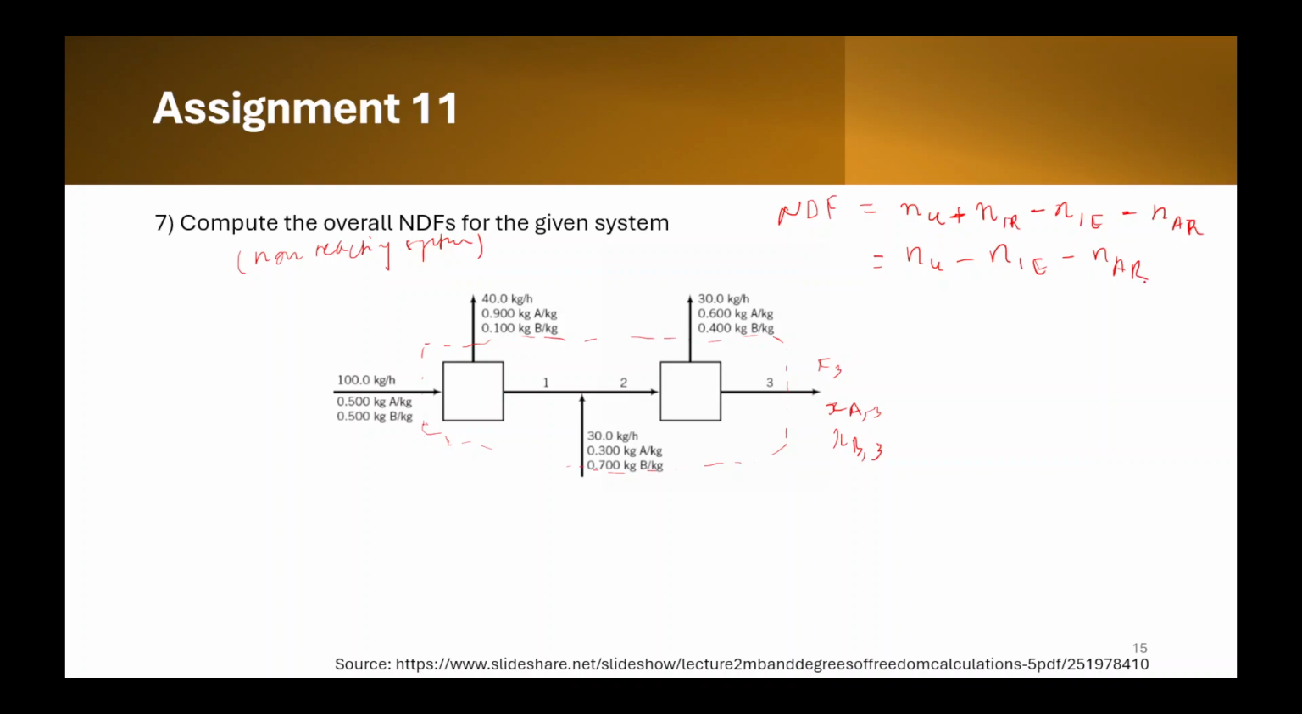So here the overall NDF for this will be: number of unknowns is 3, minus number of independent equations, which will be 2. The number of unknowns is 3: F3, XA3, XB3. And the auxiliary relation can be XB3 equals 1 minus XA3, so again minus 1. So the answer is 0. The overall NDF for this system is 0.